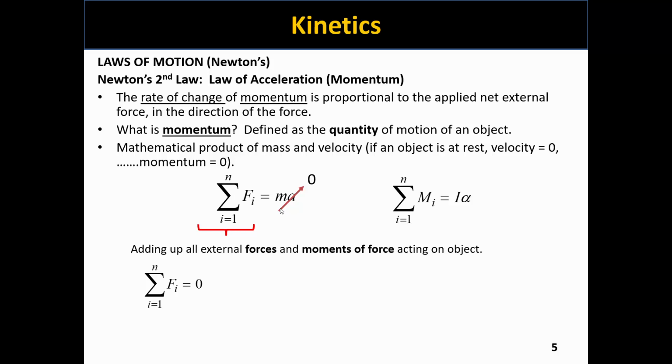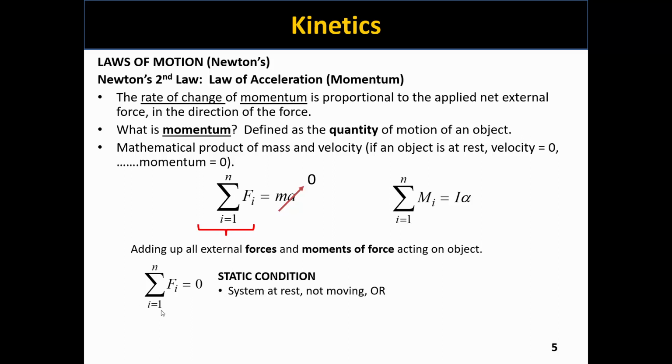Now, in this case here, if acceleration goes to zero, in other words, if an object is at rest, this equation changes to the sum of the forces equals zero. Now this could be potentially misleading, but this doesn't mean that no forces are acting on an object. What this says is that the net effect of all the forces will be zero, so the object will remain in a state of rest. And this is what we call a static condition.